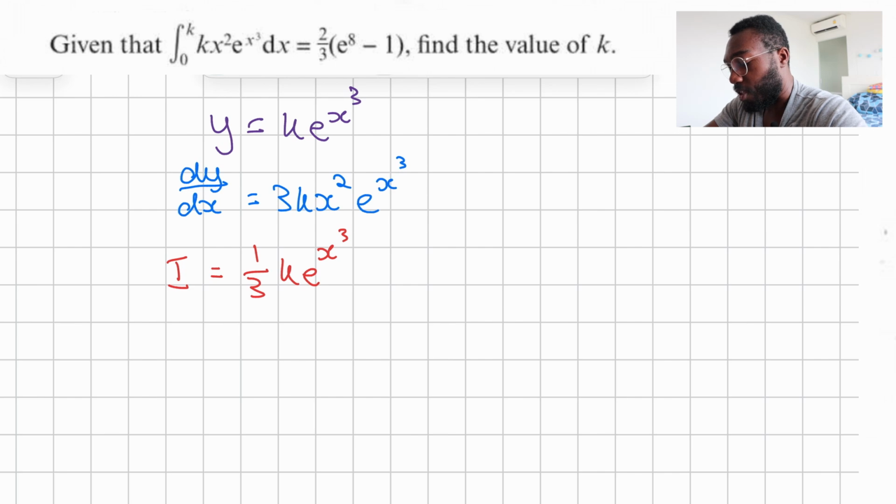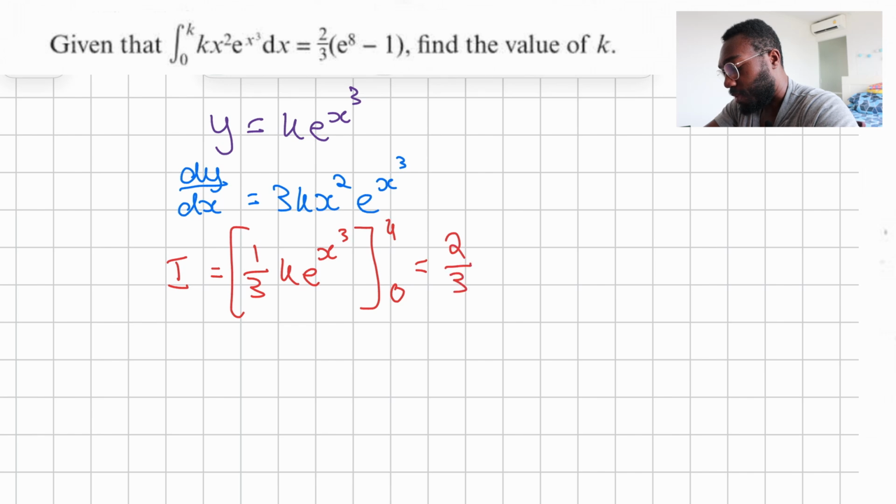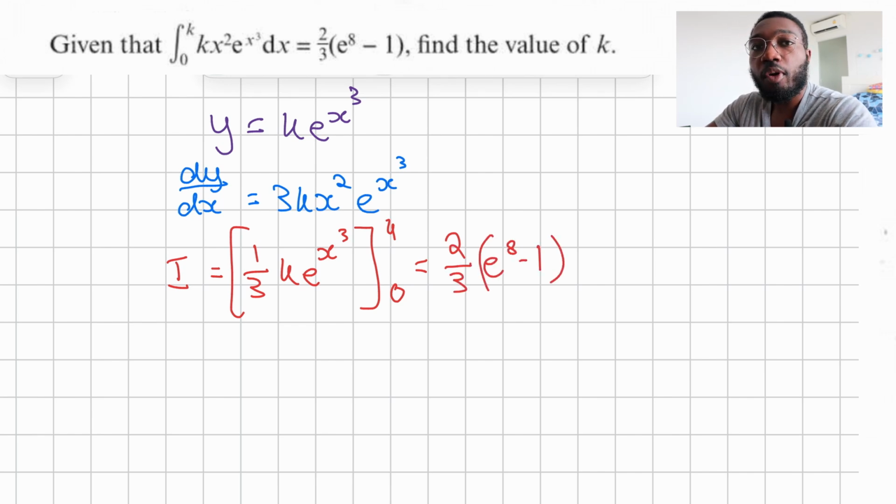But then we also have limits in this question. We have the limits between k and 0, and we're told that equals 2 over 3 (e to the 8 minus 1). So now we can just put in our limits for x to work this out. If we do that, what do we get? Well, we get 1 over 3 k. Be careful not to change k. K stays the same. It's the x we change to k.